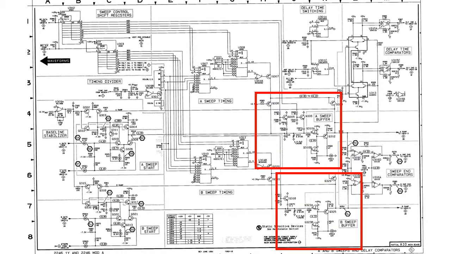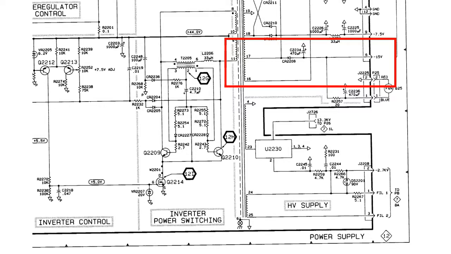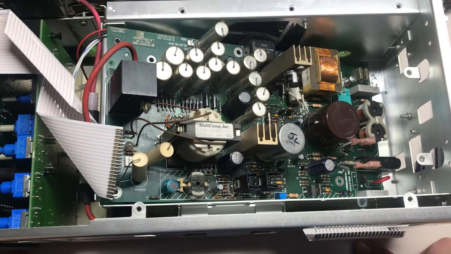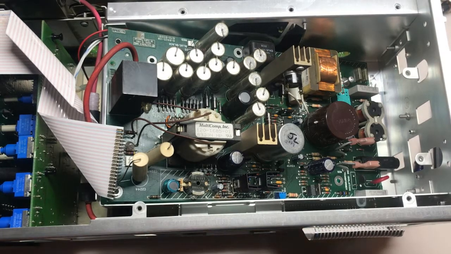Alright, so I checked the schematic and the sweep circuit definitely does use the minus 15 in two of the buffer circuits there. So the minus 15 being out could definitely cause our issue. So let's take a look at the power supply schematic. The minus 15 volt portion is very simple. I'm just coming off of the tap here from the transformer, and there's just two components in line here. There's this capacitor to ground and this diode. So we want to check these two items. So I'm going to start with the diode.